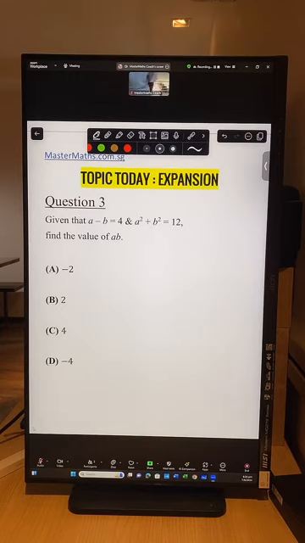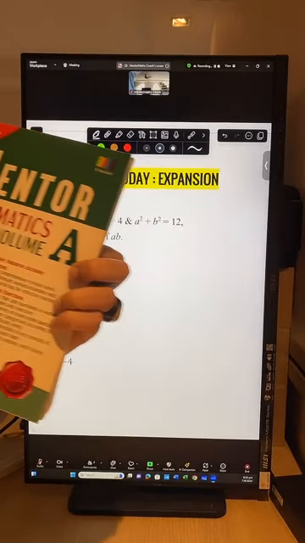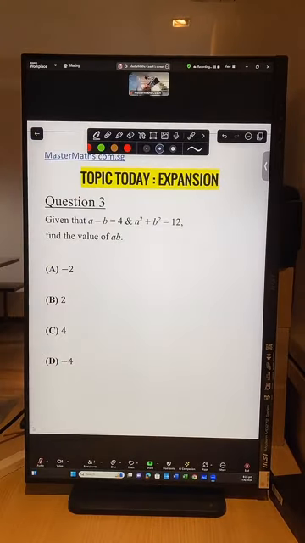Okay. I got some interesting questions from this book here, Mentor Mathematics Volume A. So this is for O levels. So after we finish our question 3 and question 4, I would like to take the opportunity to go through some questions with you all here. Okay? Let's see whether you can do.